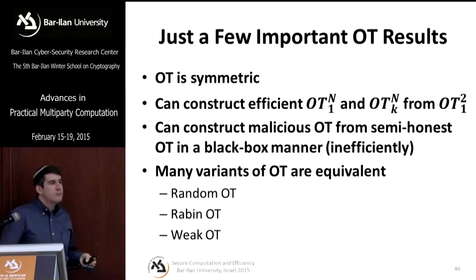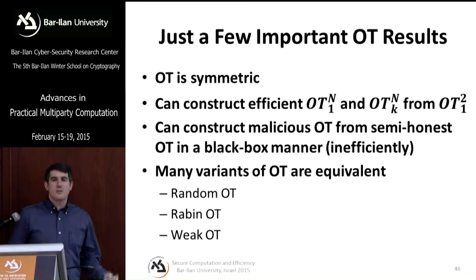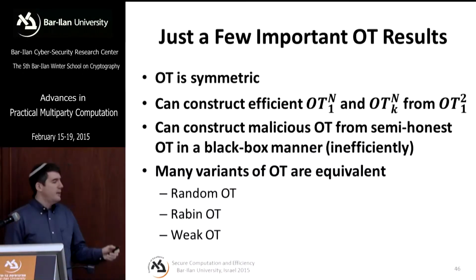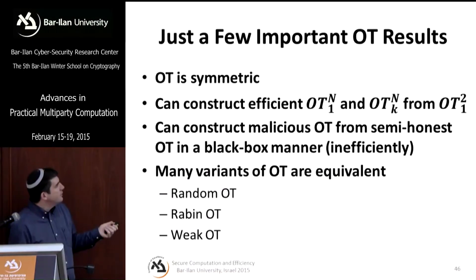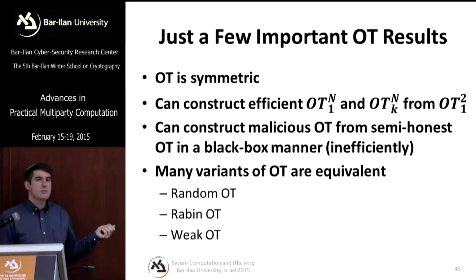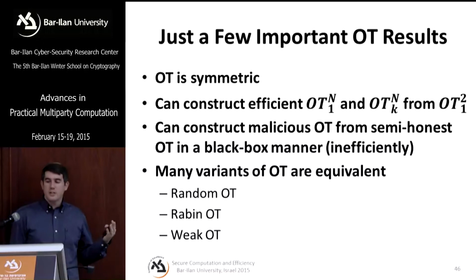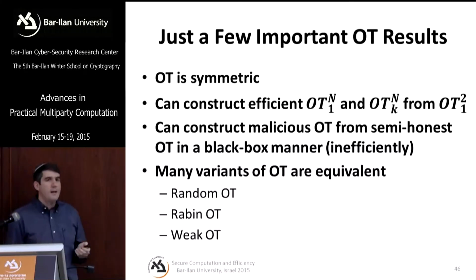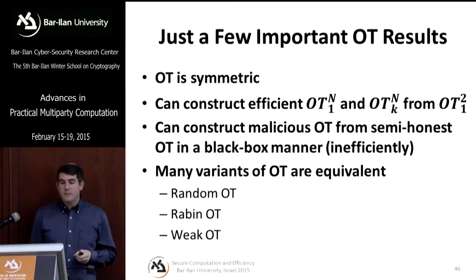There are a few important results. One is that OT is symmetric, so you can reverse the roles of Alice and Bob very easily. If you have 1 out of 2 OT, then you can easily construct 1 out of n OT or k out of n OT. These can also be done efficiently.